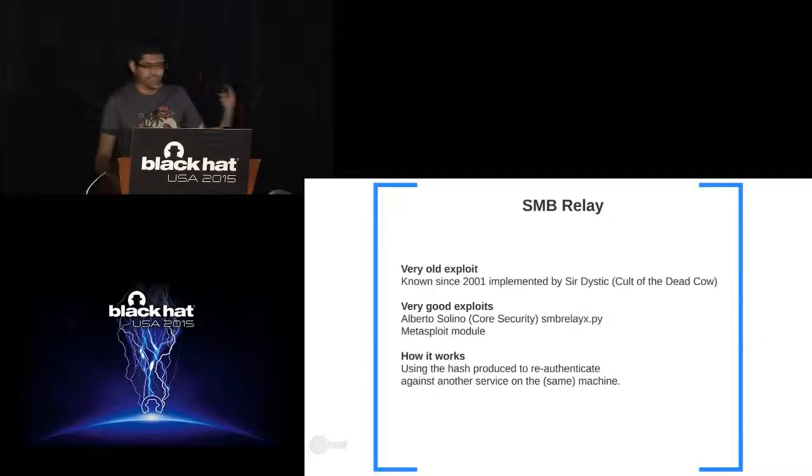SMB Relay, which I actually showed you in the demo today, is a really, really old exploit. It was found about 14 years ago, in 2001, by Sir Dystic of cDc. The tool that I showed you is from Core Security. It's SMBRelay X, and you can download it online. There's a Metasploit module, so skiddies can use this. What it does is replay a hash from one machine to another machine, and that's about it. It authenticates using that.